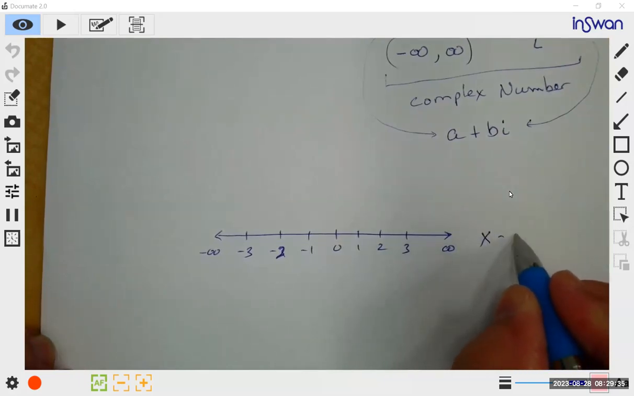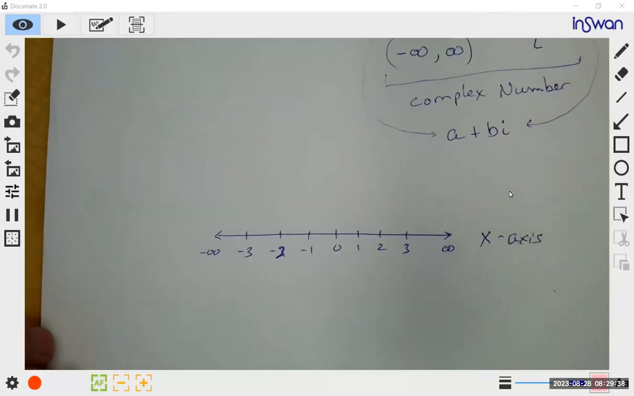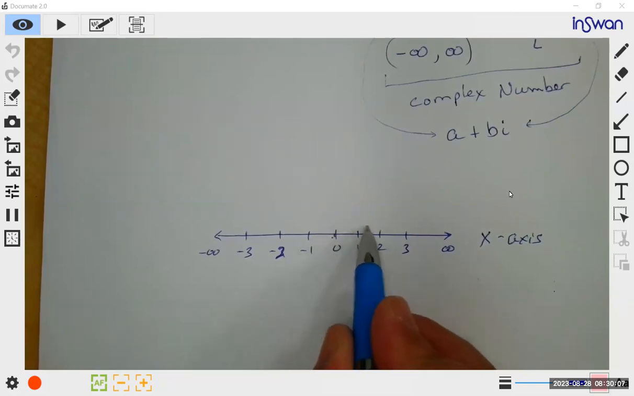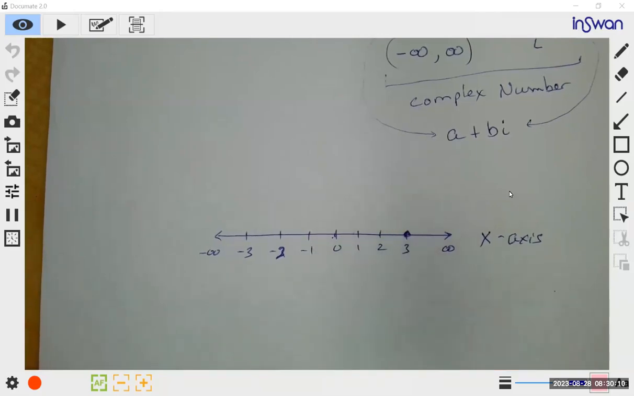We call this the x-axis. But think about it, when you're in elementary school, you first learn the number line. If I ask you to put a dot on the number 3, how would you do it? Where would you start? Start at 0. 3, is it positive or negative? Positive, so we go 1, 2, 3. We put a dot there. That's it.